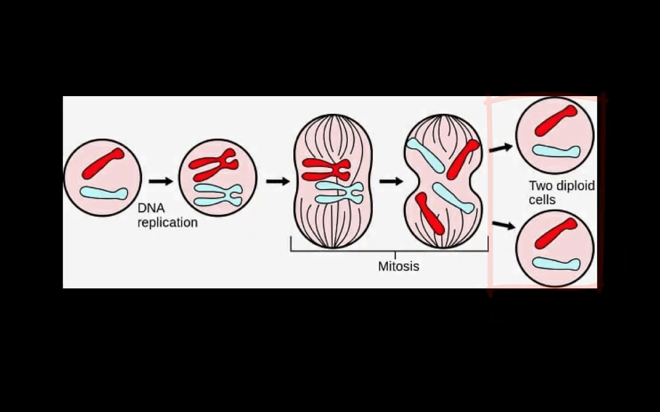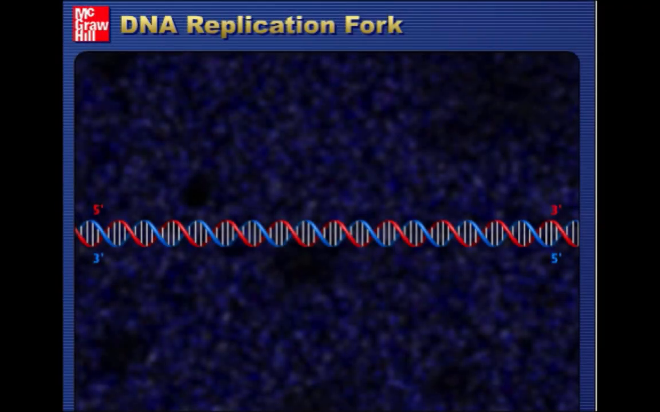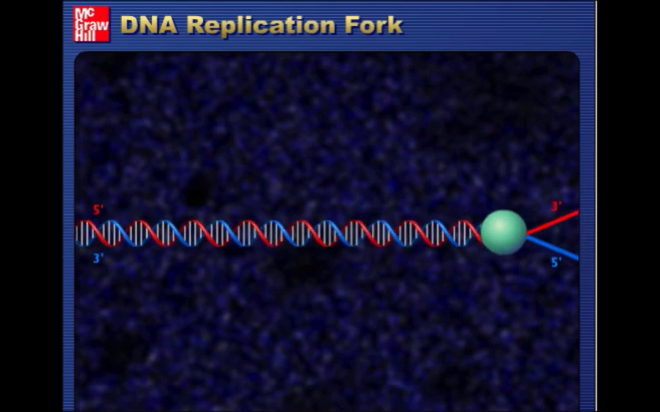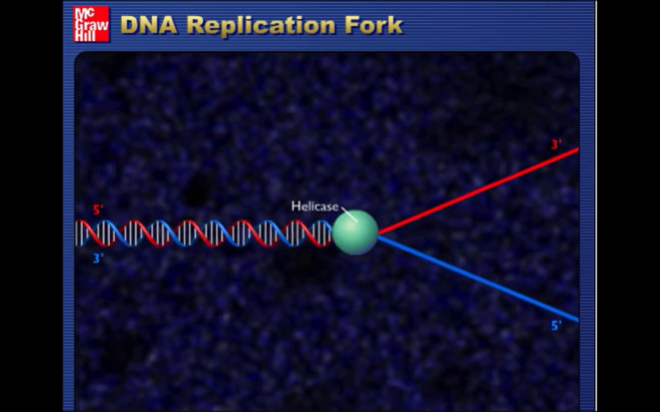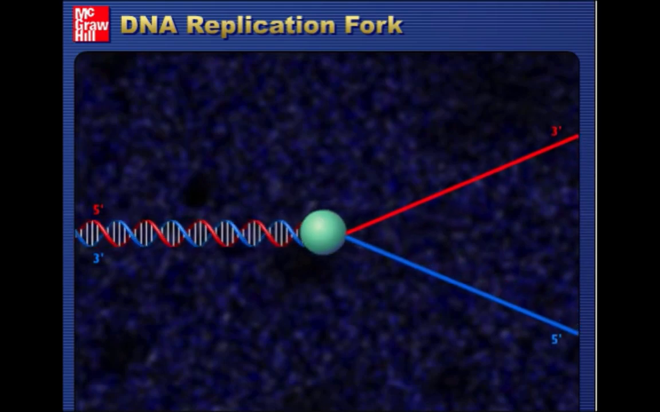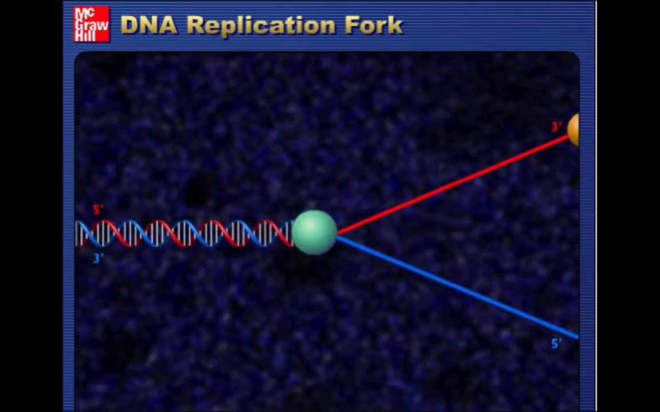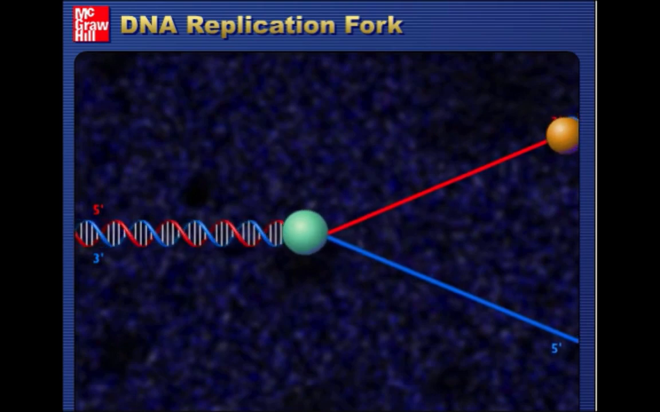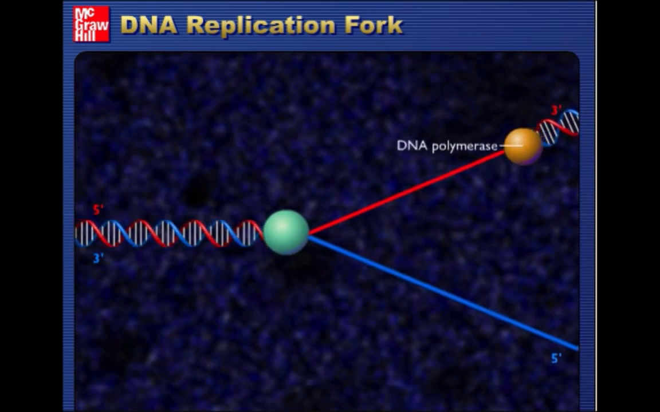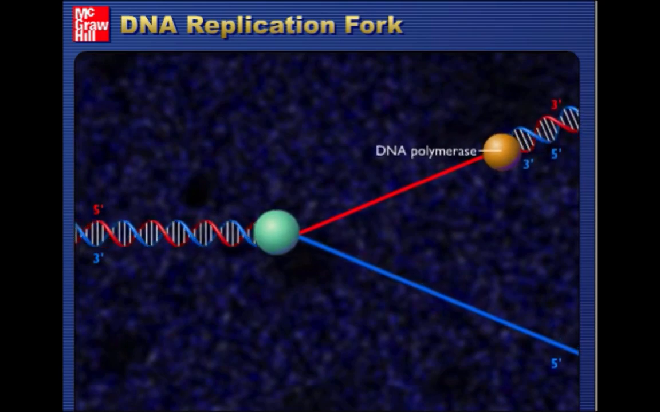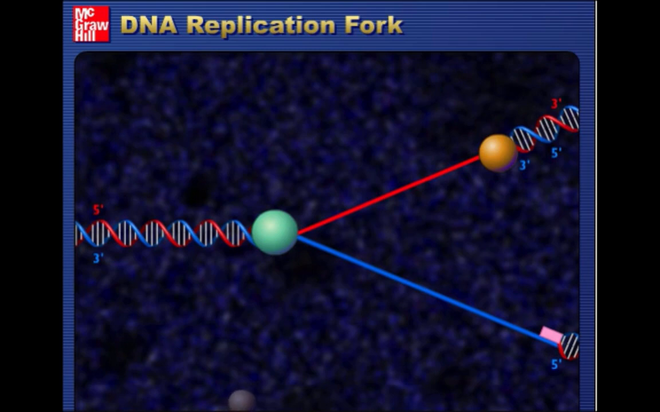Watch the following videos a few times to clarify this process of DNA replication. DNA replication begins when helicase unwinds a segment of the DNA and breaks the hydrogen bonds between the two complementary strands of DNA. DNA polymerase can only add new nucleotides to a free 3' end of a growing chain. Synthesis of one strand of the DNA, called the leading strand, proceeds continuously in the 5' to 3' direction.